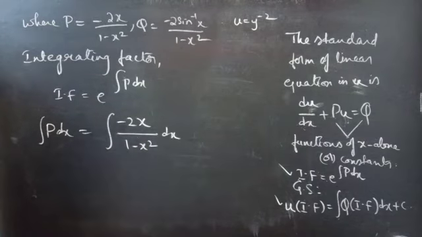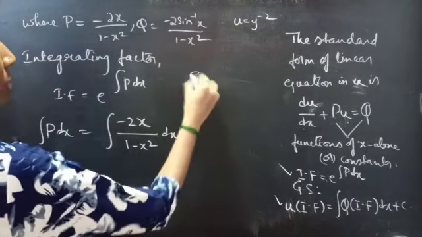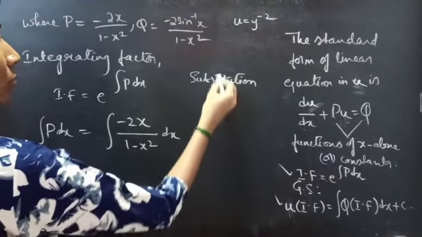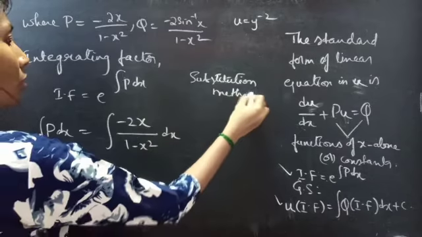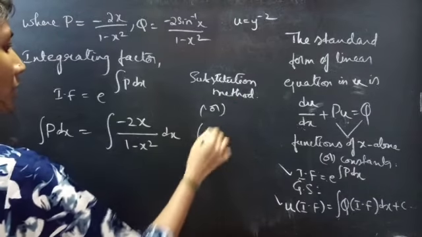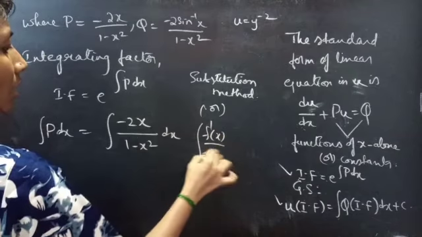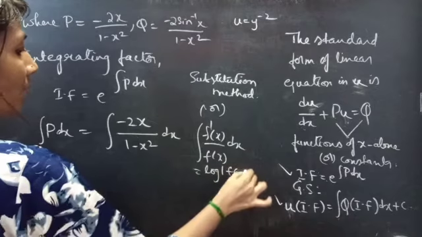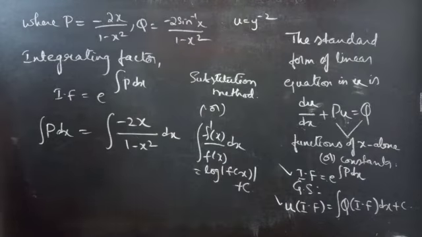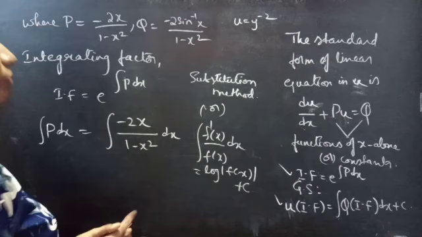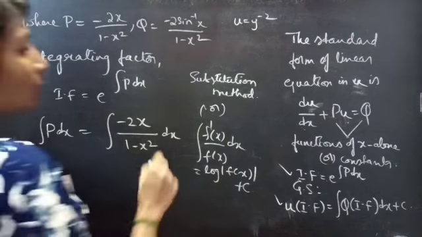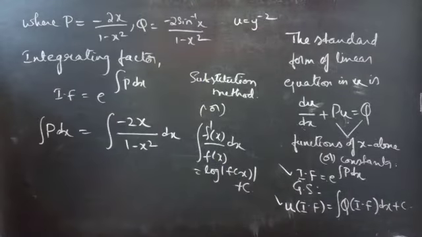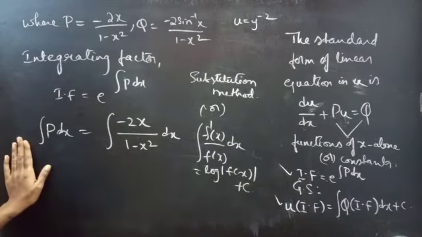See, we can evaluate this in two ways. Firstly, by using the substitution method, or by using the formula integral f dash of x by f of x dx equals log mod f of x plus integral constant c. And one more thing, we won't write the integral constant for every integral. Finally, we'll write it only once.